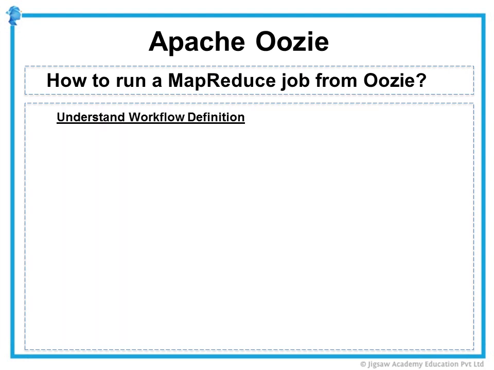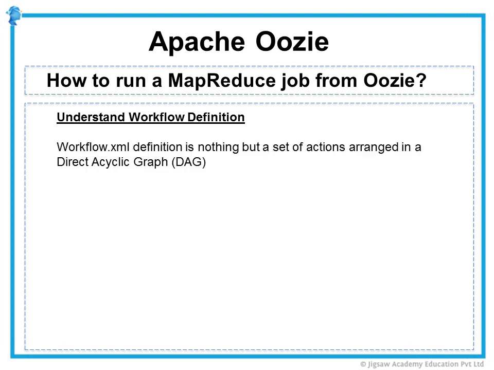So first, before we configure the files, let us understand the workflow definition. Oozie provides a mechanism for the user to set various parameters that we discussed above, such as the queue name, input directory, output directory, etc., in a workflow XML file. The workflow.xml definition is nothing but a set of actions arranged in a directed acyclic graph. Now, you need to execute the MapReduce word count program.